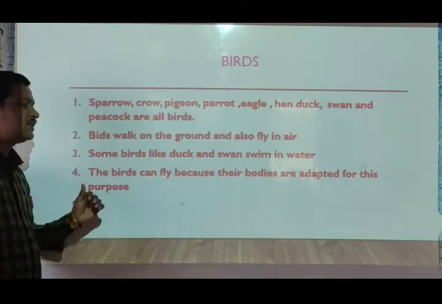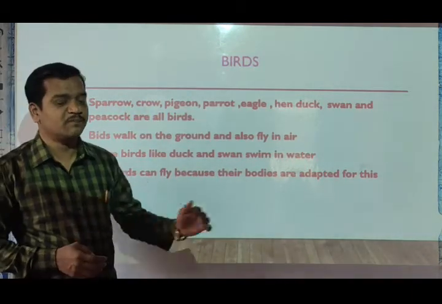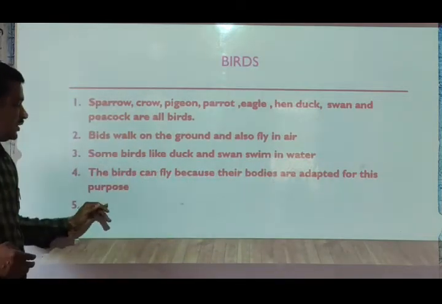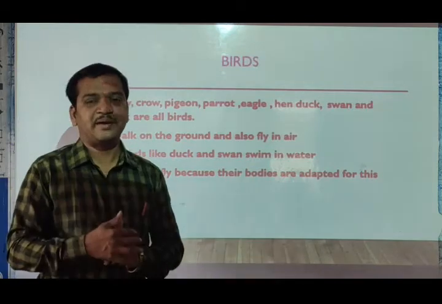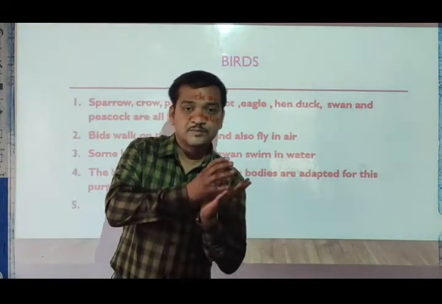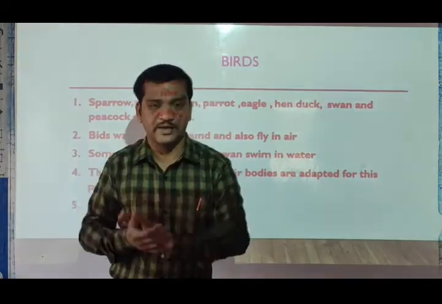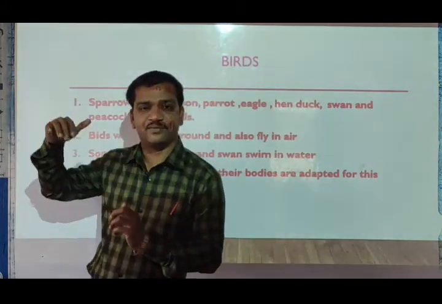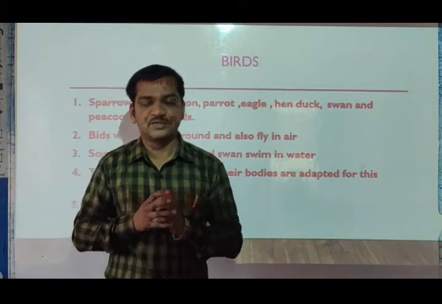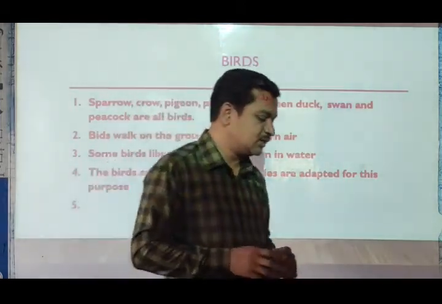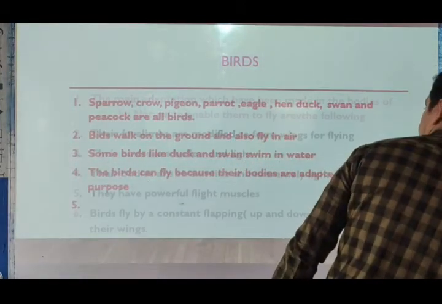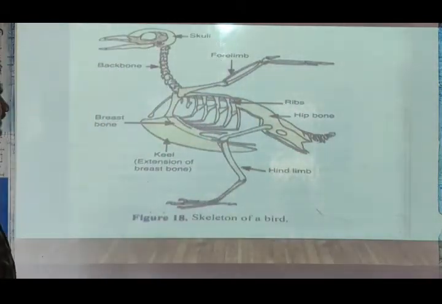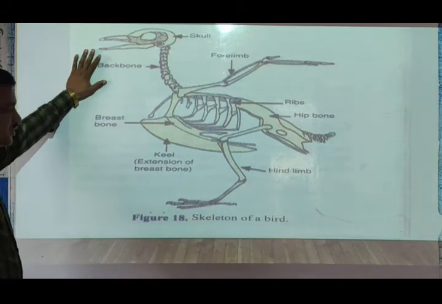Next thing, the birds can fly because their bodies are adapted for this purpose. Now, adapted means their body is suitable for flying. So, what characteristics are there? How the birds can fly easily in air? That we will see now. So, first you see the structure of bird. So, this is the skeleton, or we can call the structure of a bird.